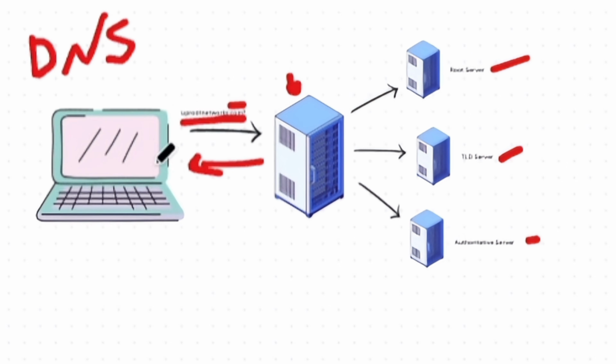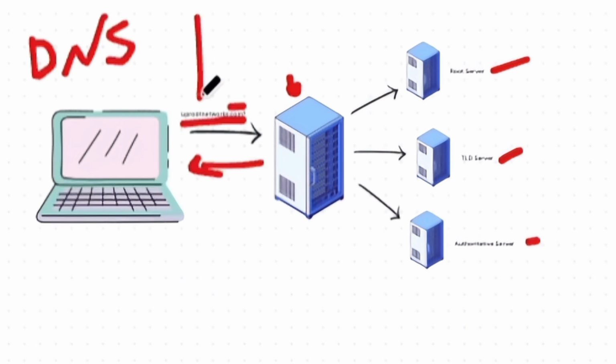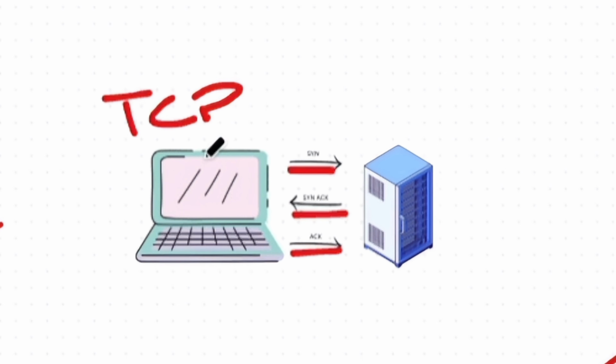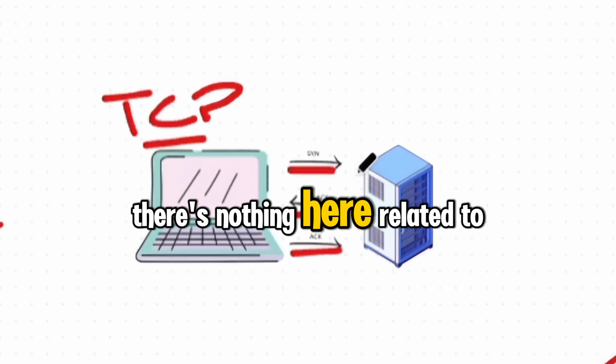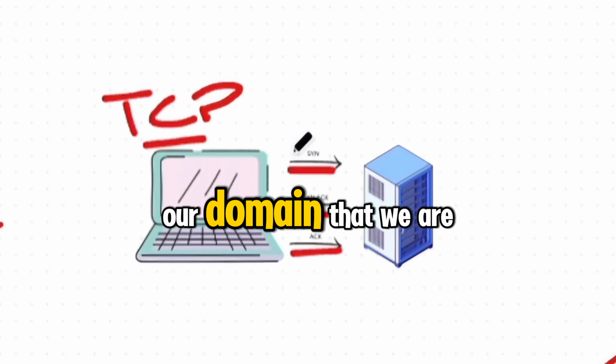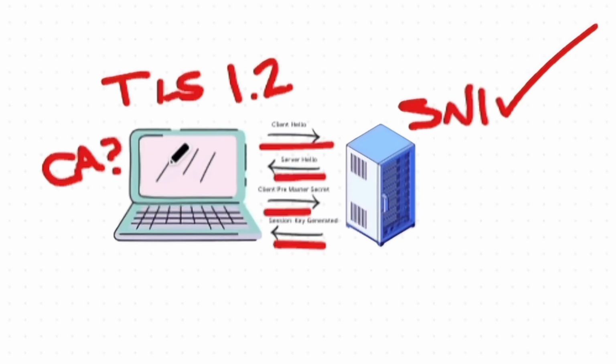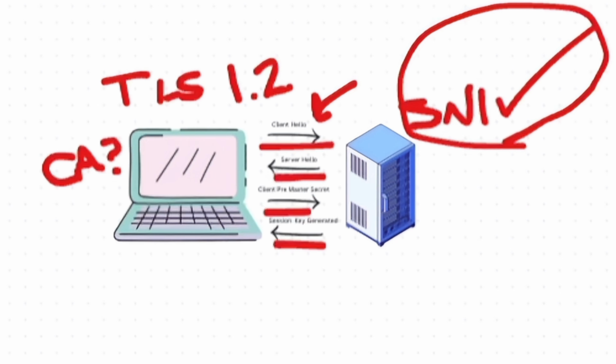So looking at our 3 steps, we know about uprootnetworks.com, our domain, in 2 out of the 3. In our DNS request, our laptop is talking to a DNS server in plain text saying, "Who is uprootnetworks.com?" And then in the TCP session, this is general TCP traffic. So we're sending SYN, SYN-ACK, ACK. There's nothing here related to our domain that we are browsing to. However, in step 3, our first step in the TLS handshake is sending this client hello. Our client hello is plain text and also includes our server name indicator, or SNI, again, which is uprootnetworks.com.